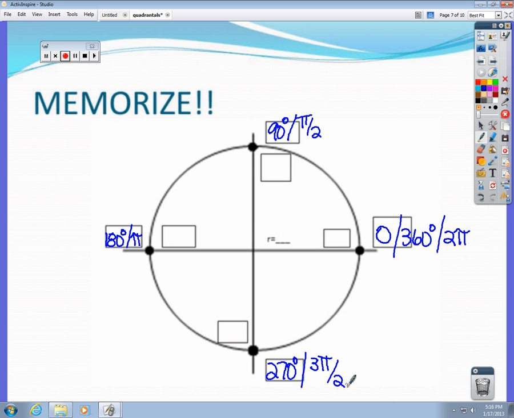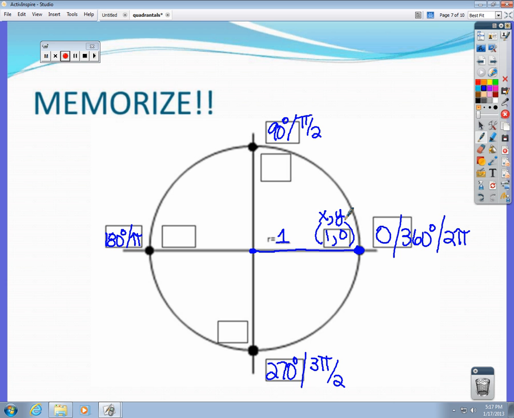Okay, now on a unit circle, we know that the distance from the center of the circle to any point on the circle is called the radius. And we're going to let this radius equal 1 unit. We don't have any measurements, we don't have a grid, so we're going to let it be 1 unit. And if the radius is 1, then the coordinates for the point on the right side of the circle would be 1, 0. Okay, the 1 would be the x value because we moved 1 unit to the right. The y would be 0 because we did not move up or down.